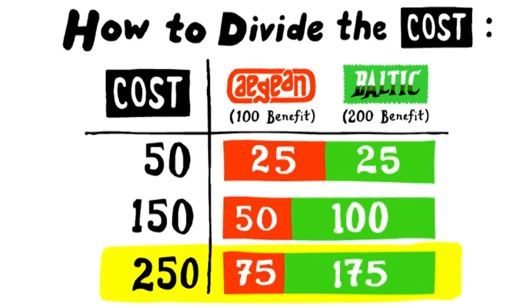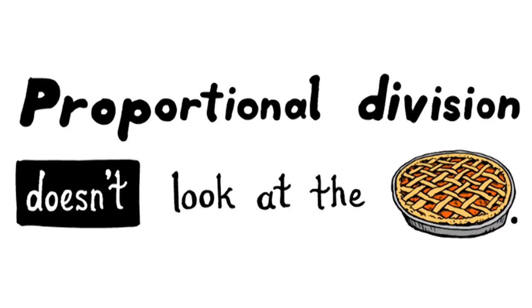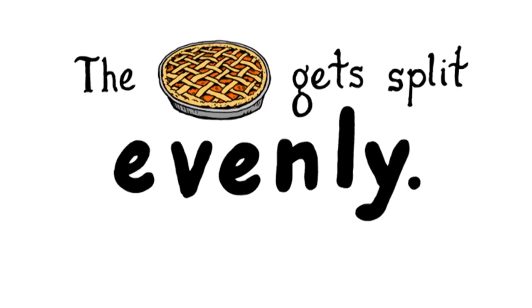My guess, and my hope, is that when you see the problem framed in this way, you'll come to the conclusion that this approach is more fair, more reasonable than simply dividing the costs in proportion to the benefits. The reason is proportional division doesn't account for what a party could get on its own. Proportional division doesn't look at the pie. Once you frame things in terms of the pie, it gets split evenly.